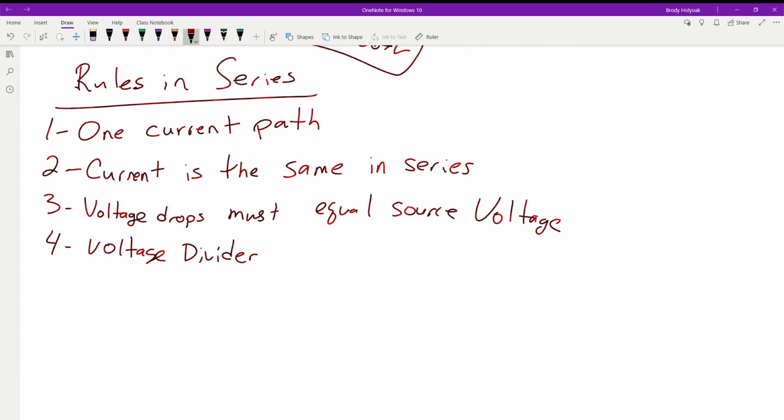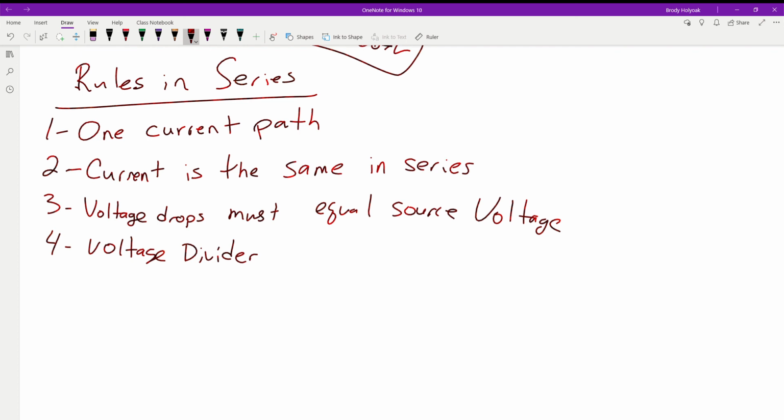So the rules for series are: one current path. The current is the same through all parts of that series network. The voltage drops must equal the source voltage, and we can use the voltage divider. Like I said, the voltage divider will not work in a parallel circuit. We have another formula that we use there. Questions about series?